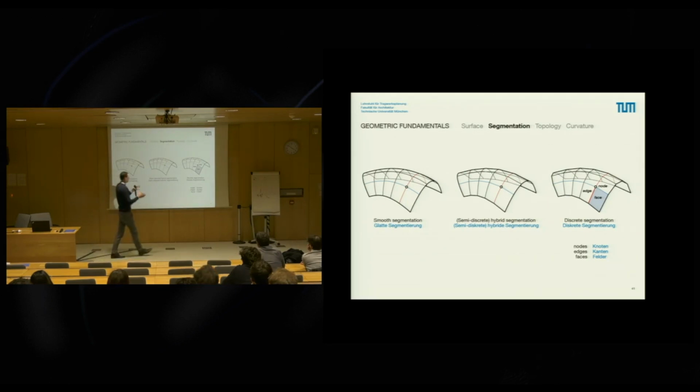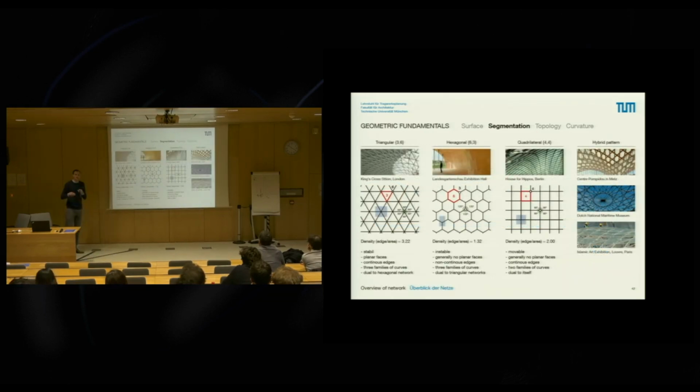Or, on the other hand, in contrast, I can just draw points on the surface and connect them, and then I get a discrete segmentation of that surface. So that would be a mesh. And of course, in real structures, we have hybrids of those. I would call them semi-discrete or hybrid segmentations that have maybe some straight lines and some curved lines, however that's possible.